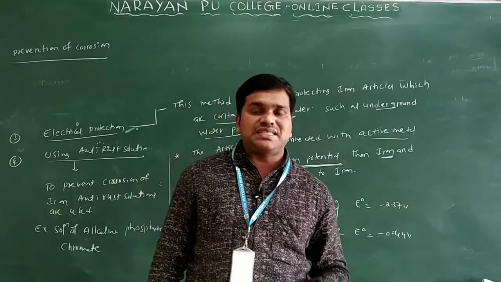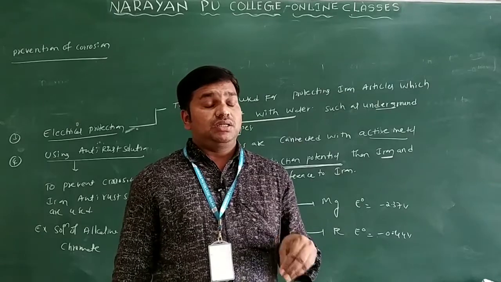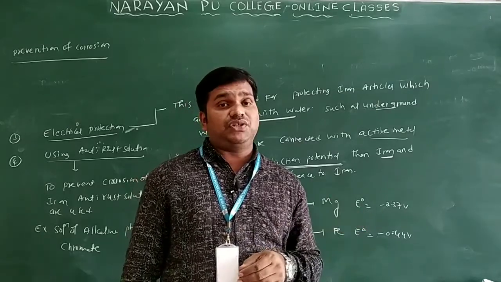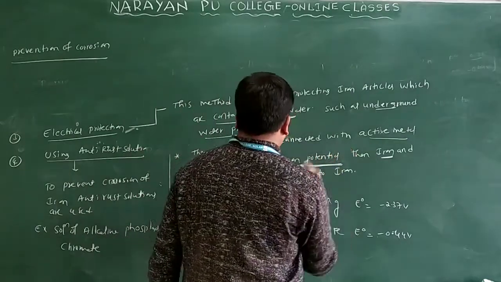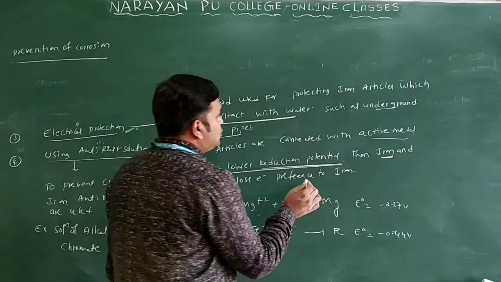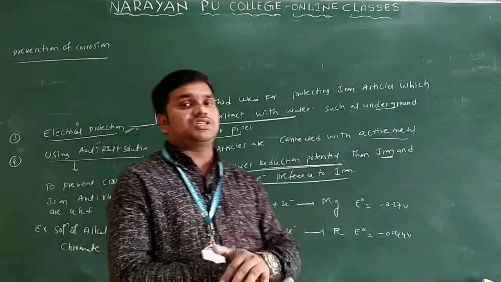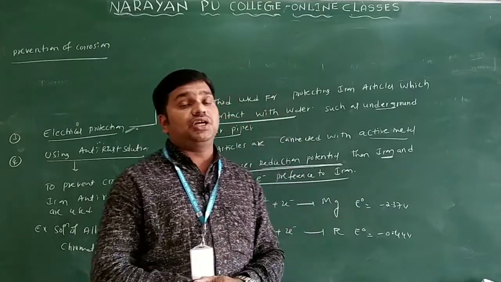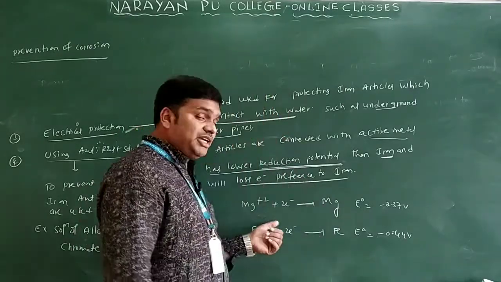These metals, having a lower reduction potential, can be added on the surface of the metal. So the articles are connected with active metals which have a lower reduction potential than iron. They will lose electrons in preference to the iron. If you add magnesium or zinc, which one loses electrons here? Magnesium will lose electrons when compared to iron.